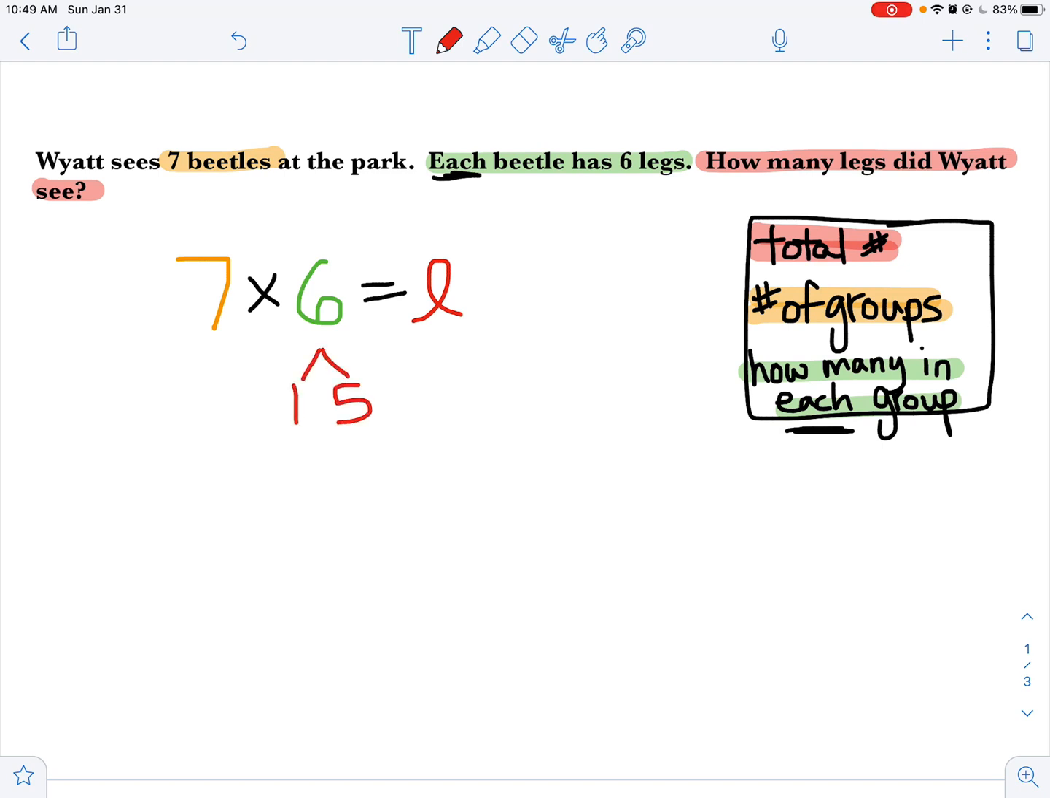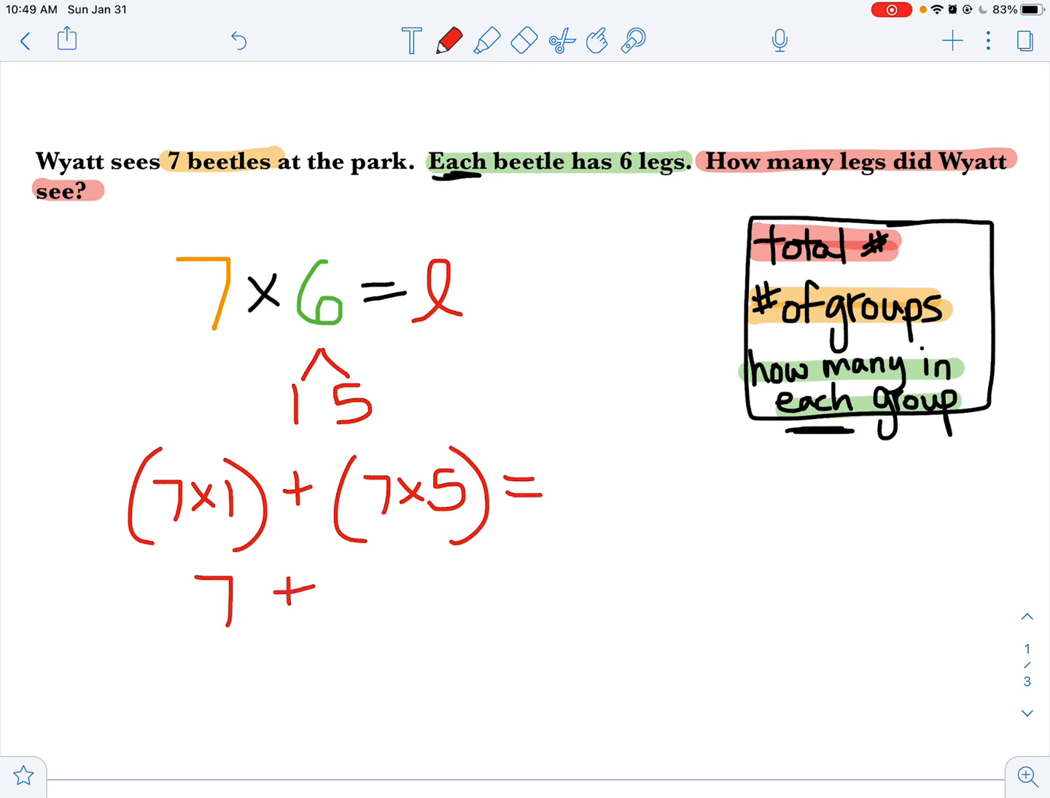A lot of you are getting really good at breaking up your 6 into some parts. So I would do 7 times 1 plus 7 times 5 to find my total. I know 7 times 1 is 7. 7 times 5 is 5, 10, 15, 20, 25, 30, 35. And then if I add those two together, I get 42. So L is equal to 42. Now remember, that's sort of an extension today. You don't necessarily have to solve it unless you've got the time.